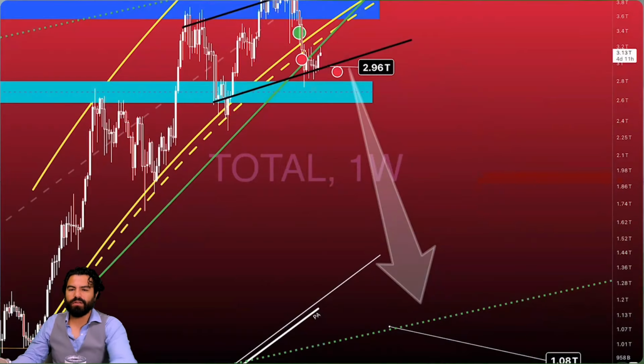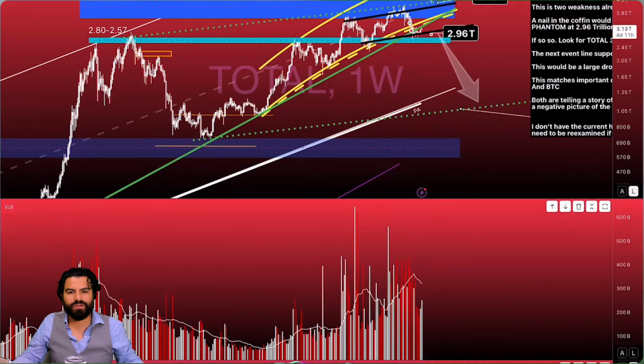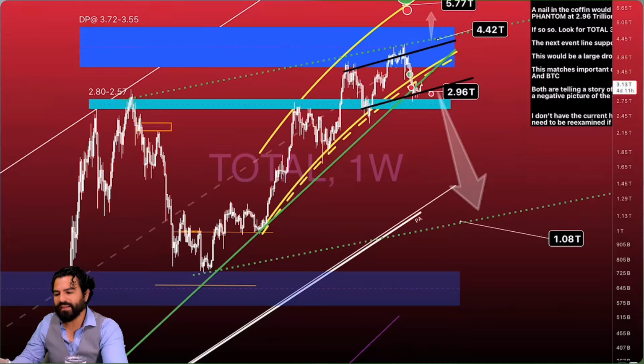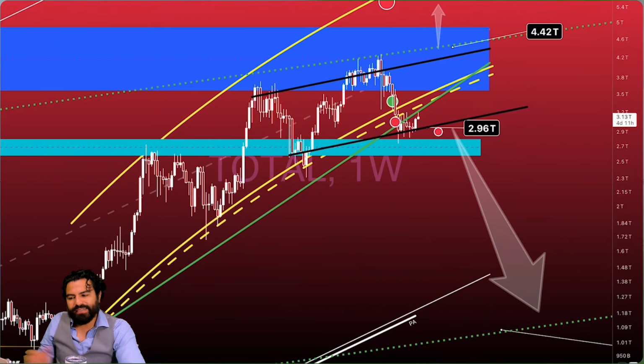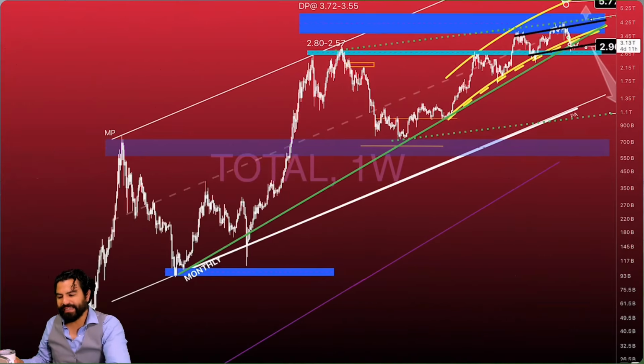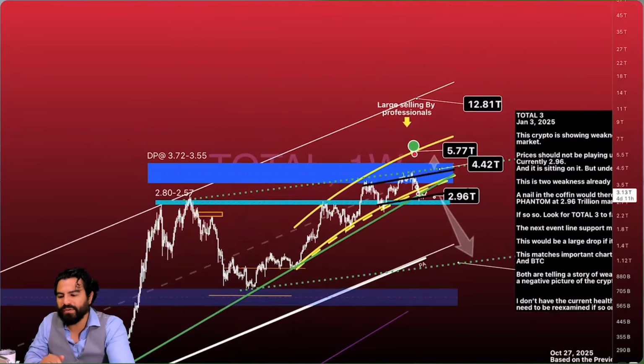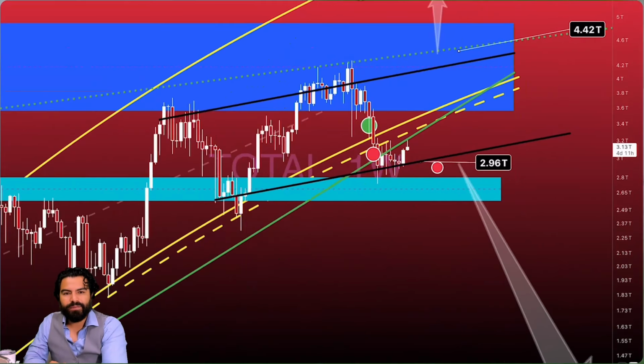Here's Total. Okay, this is the total market cap. Look, I'm not making this stuff up, guys. You guys can draw these things for yourself. At the very least, this is a very dangerous spot to be in. Straight from the foundational area since 2019. What the heck is the market doing underneath this area right now?